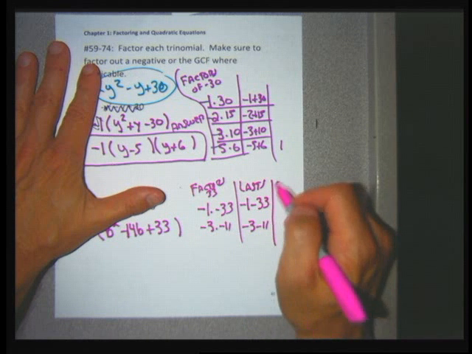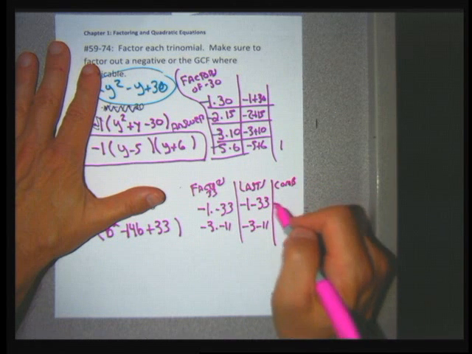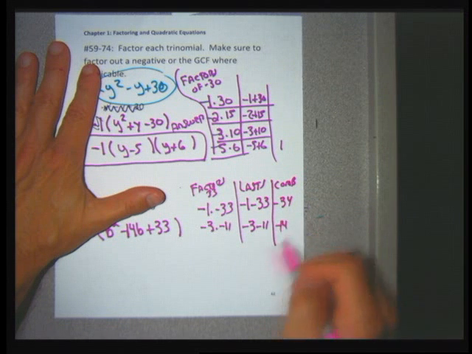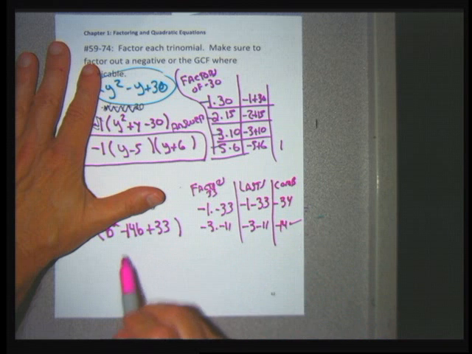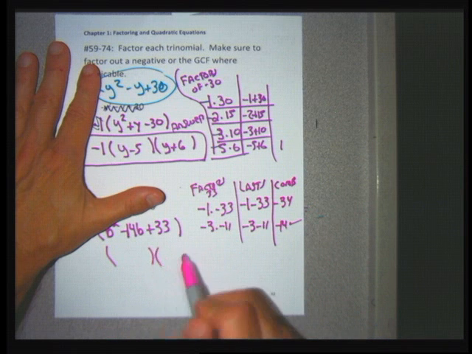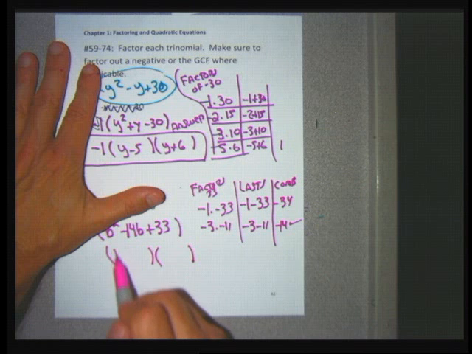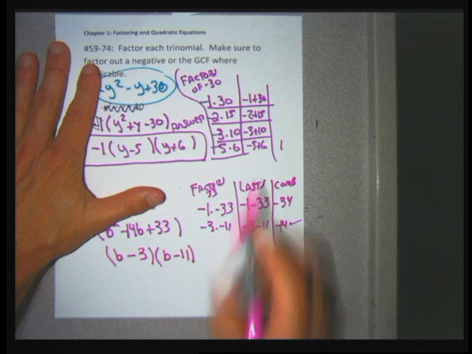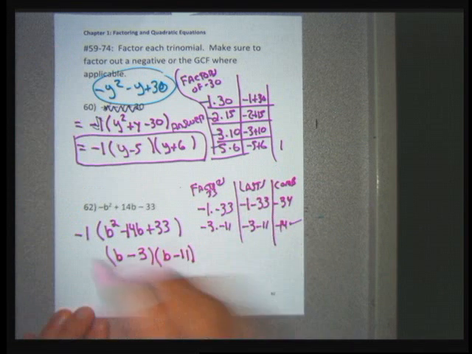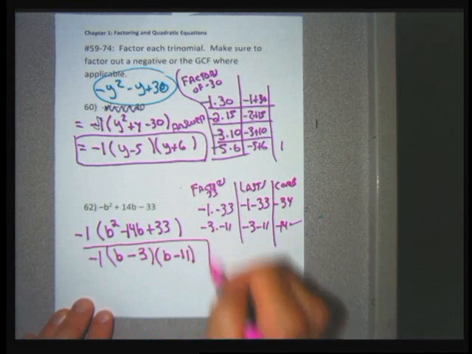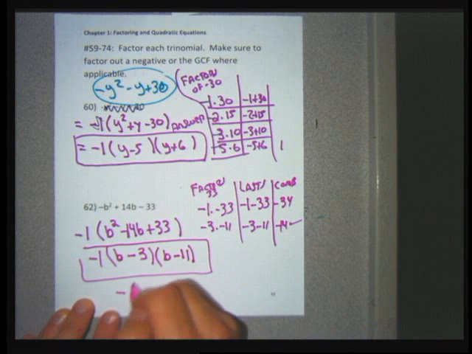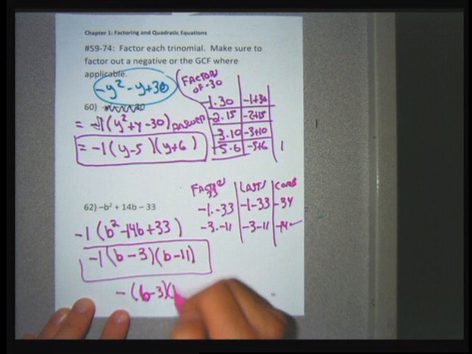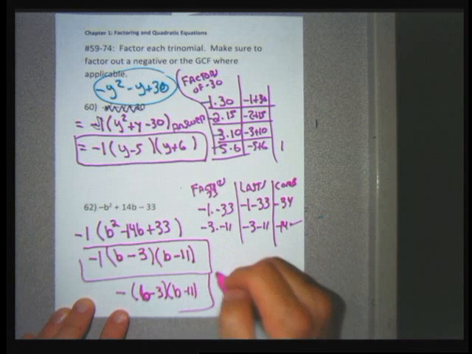The top pair, when I combine them, would give me a negative 34. The bottom pair, when I combine them, would give me a negative 14. That's the pair I need. So this b squared minus 14b plus 33 will break into b minus 3 and b minus 11. But I can't forget that common factor of a negative 1, so I'm going to bring it down. This would be how I'd write my answer. But you could also just write a negative without the 1. These are both correct answers.